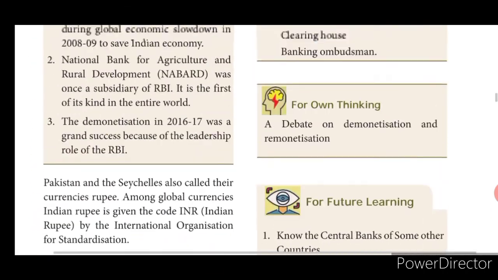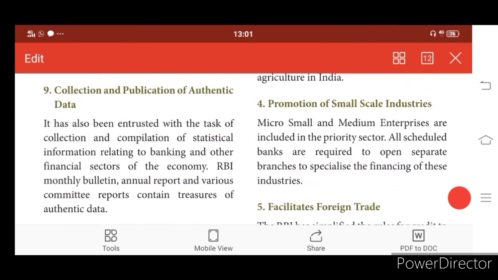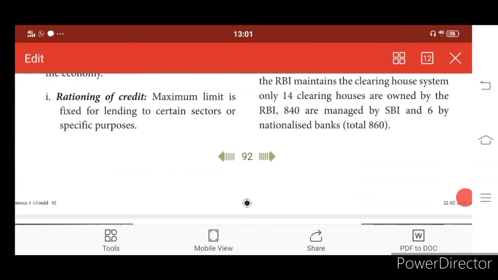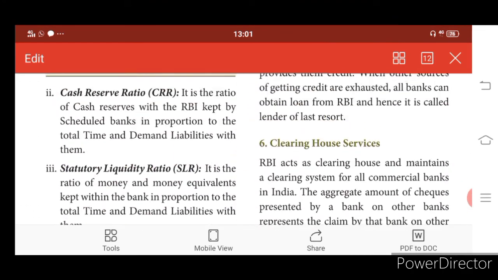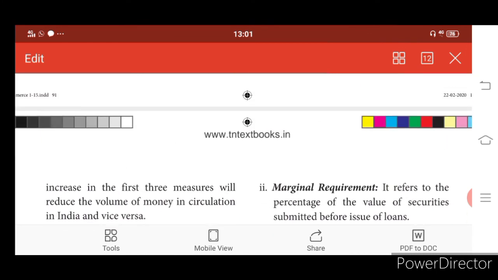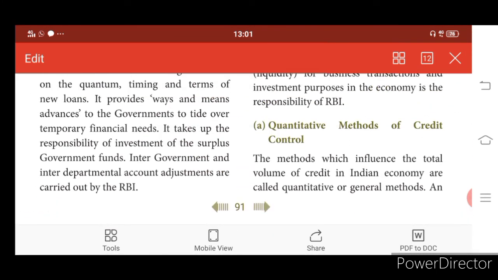So here this lesson gets over, students. Please read the lesson line by line. You will get 1 mark questions from inside your books also. This is one of the most important chapters. You will get repeated questions from this lesson.